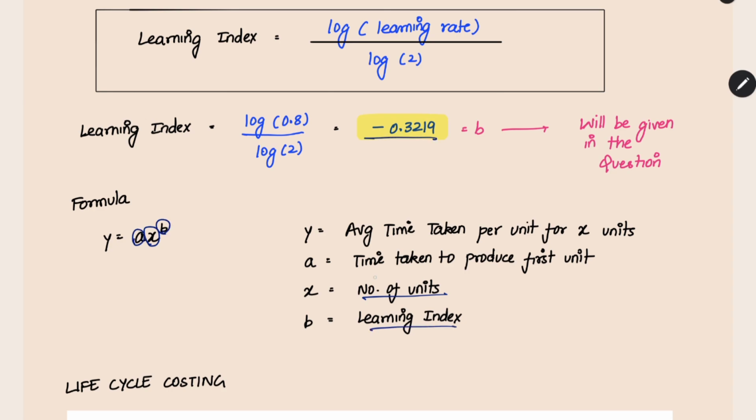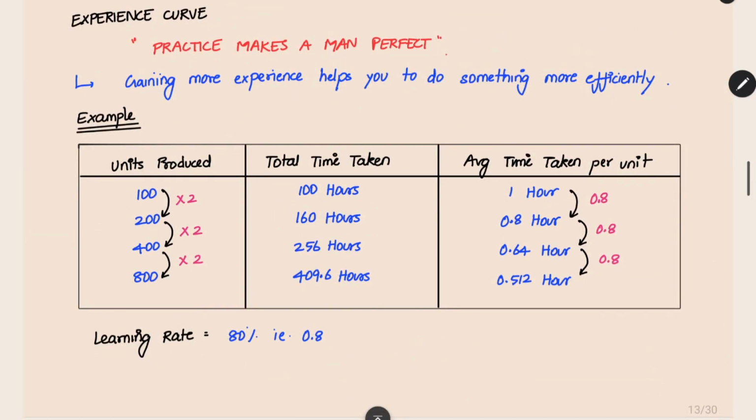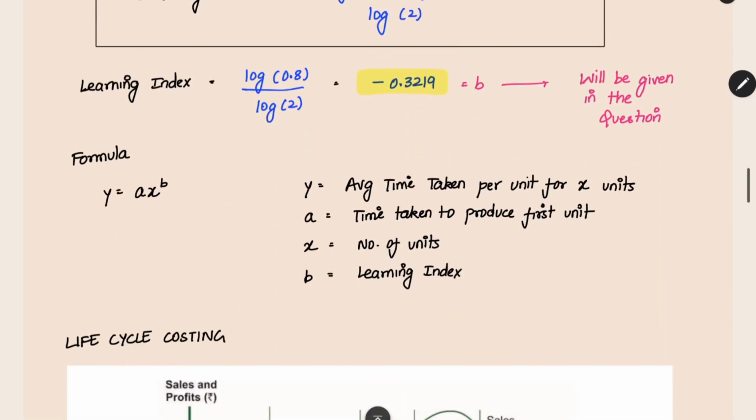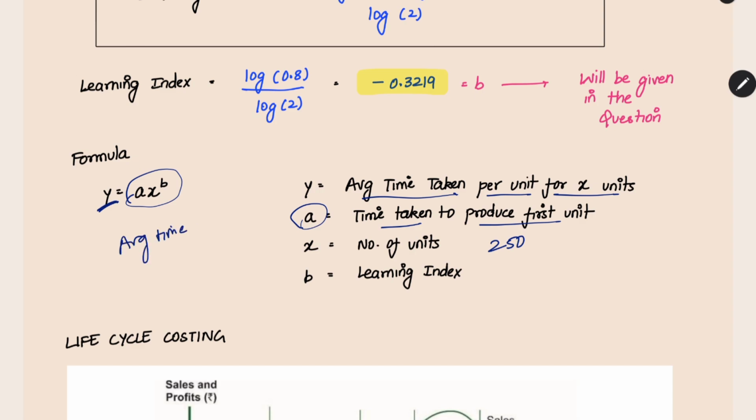Now, what is a? a is the time taken to produce the first unit. Here, we got the time taken to produce the first unit is 1 hour. First batch 100 units, in that the first unit we are making in 1 hour. The same thing is in the formula, called a, the time taken to produce the first unit. Now, when you perform this calculation, what will you get? You will get the term Y. What is Y? Average time taken per unit for X units. For example, if you are putting 250 units, in this Y answer you will get the average time taken to make per unit.